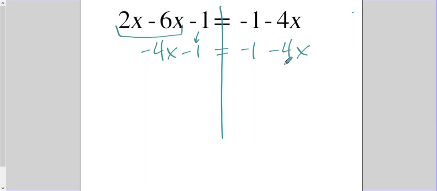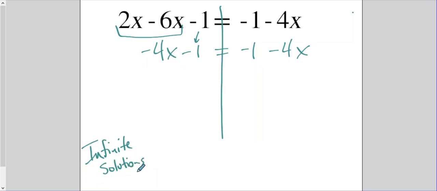And actually, right in this step, I can tell that I have the exact same expression on the left side and on the right side. I have a negative 4x and a negative 1. I have a negative 1 and a negative 4x. They are identical on the left and right side. So actually, right away, I can tell that this is going to be infinite solutions.